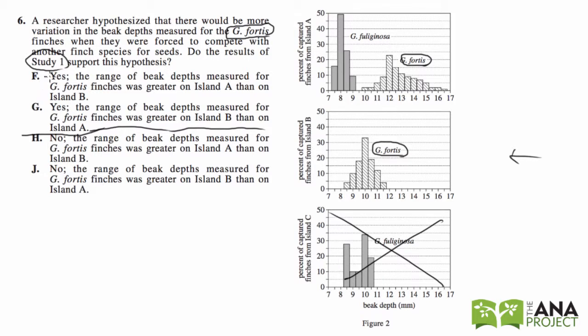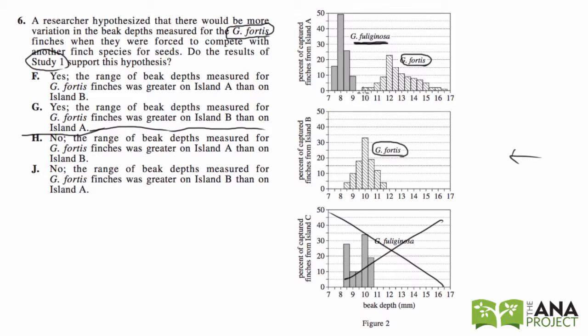So let's figure out just the yes and no's first. So we want to find out, was there more variation in the beak depths? Let's see, what does it say? I just lost track here. That there would be more variation in beak depths measured for G. fortis finches when they were forced to compete with another finch species. So is there more variation in G. fortis when they were forced to compete with another finch species? So here's island A, where here's another finch species, G. fuliginosa. So did the results match?